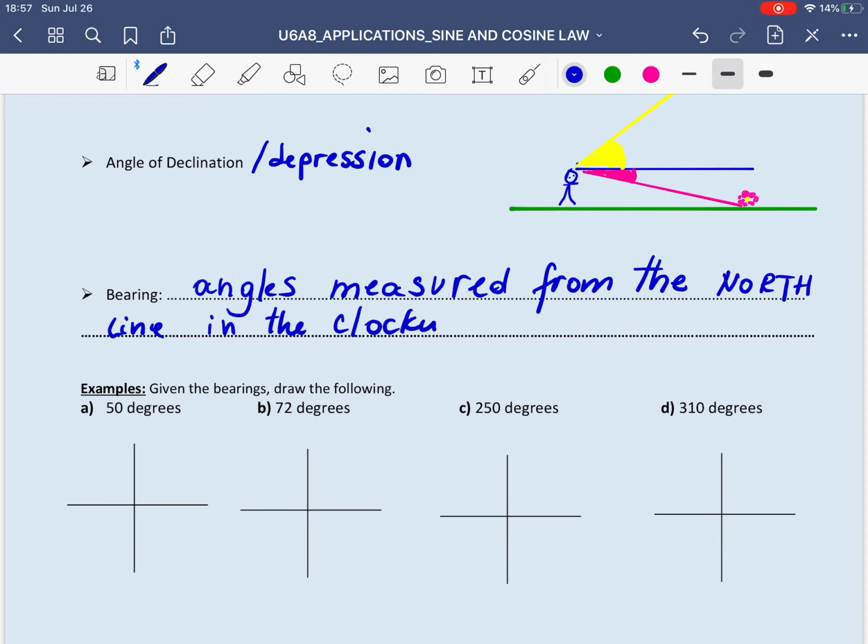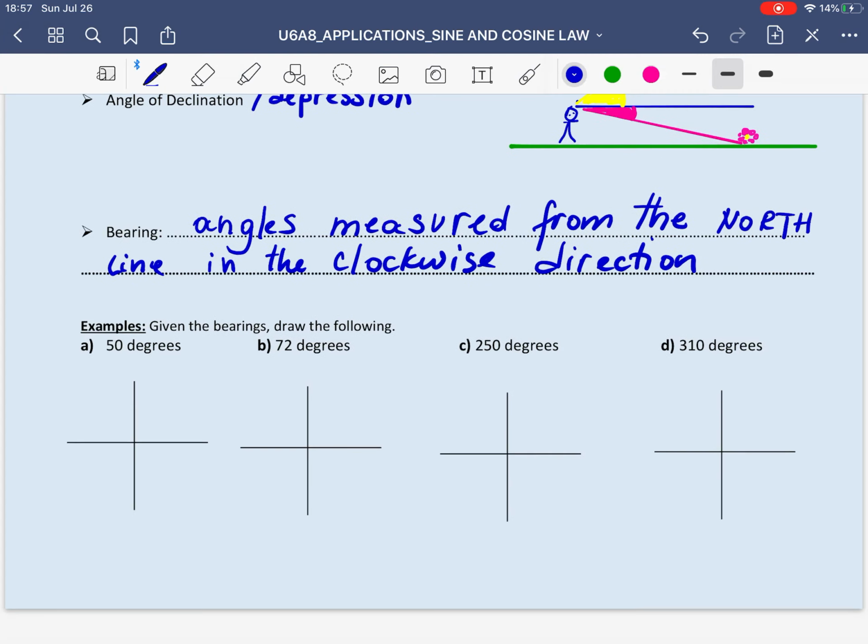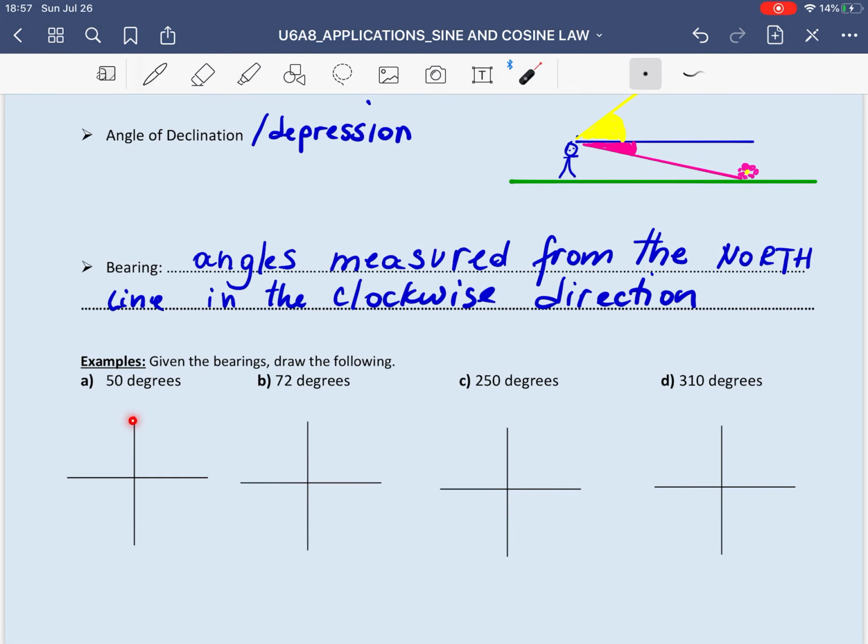Hurry to write this. I'm going to try to do it fast. Okay, now, how do we draw the bearings? So what I draw in here is two lines perpendicular to each other. And what I was trying to describe in here is the north line: north, south, east and west, so the compass, in other words.